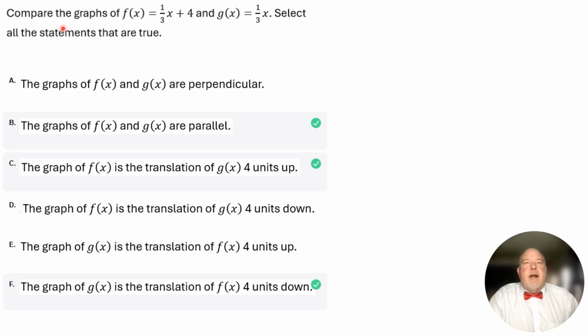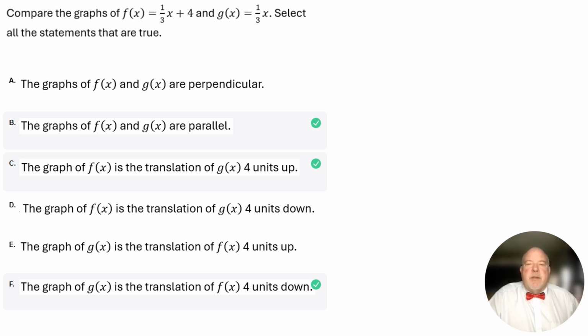The problem says compare the graphs of f of x equals 1/3 x plus 4 and g of x equals 1/3 x. Select all the statements that are true. So these are always tough because you've got to get all the correct statements. All right, so the first thing you should notice is that these equations are written in slope-intercept form.